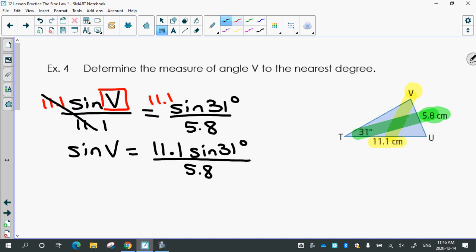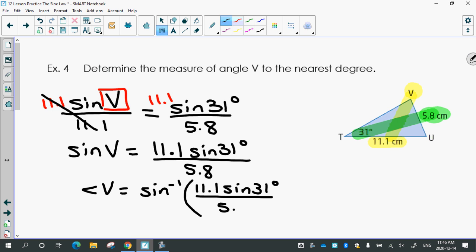If you remember back to when we found angles in SOHCAHTOA, how did we find an angle if we knew the sine? Sine inverse. So angle B is going to be the sine inverse of this whole big thing. So that's how you would write it: sine inverse and then a bracket, 11.1 times the sine of 31 degrees divided by 5.8, closing bracket.